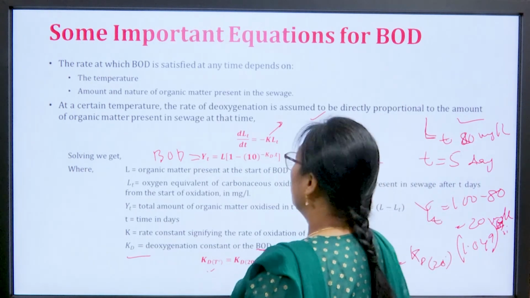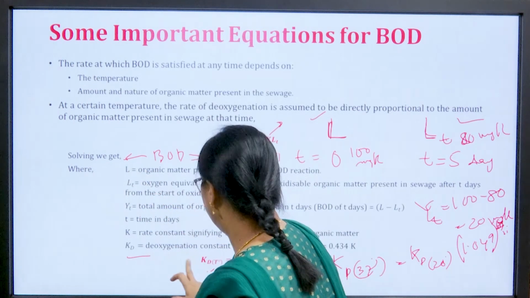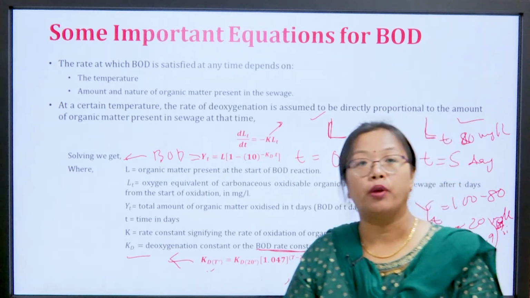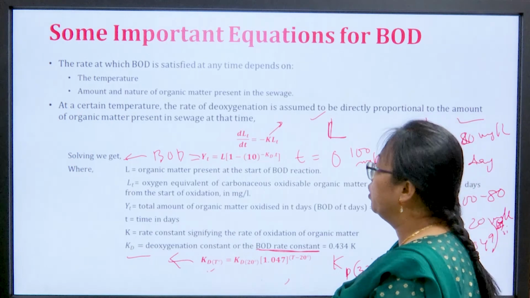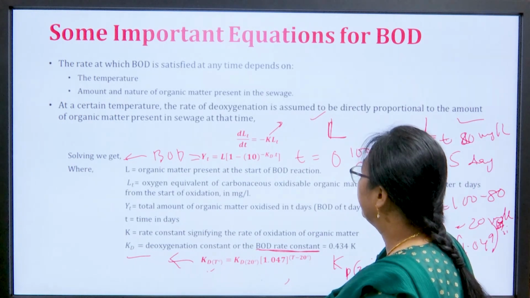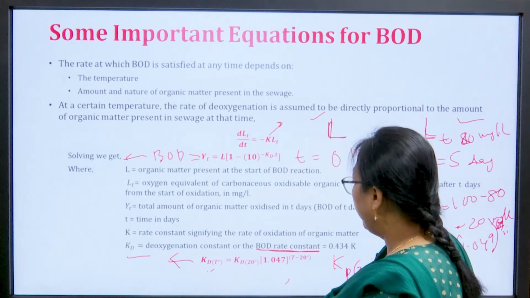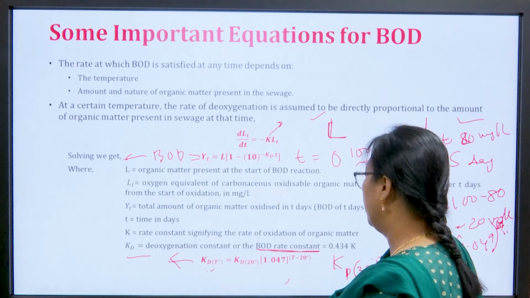So that is how. Please remember at least this formula and this formula, and you will be able to solve all problems. One is Yt, that is the BOD at t days, which will be equal to L open bracket 1 minus 10 to the power minus KDt close bracket, where KD is the deoxygenation constant or the BOD rate constant, right.